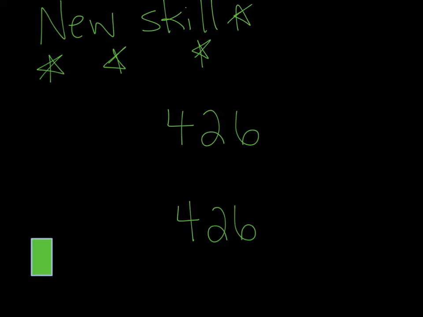Okay, our new skill involves rounding the same number. So you can see I have 426 written down twice. So go ahead and write that example on your paper down twice. We're going to round this example to both the nearest 10 and the nearest 100. So we already know how to round to the nearest 100. So we're going to do that first.